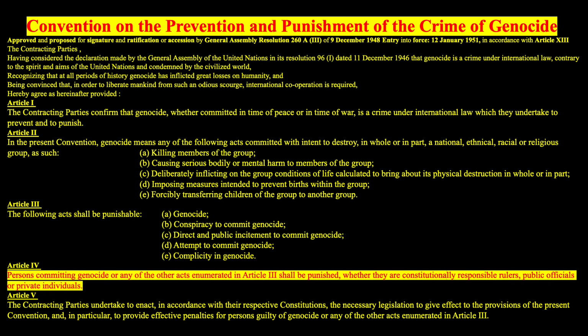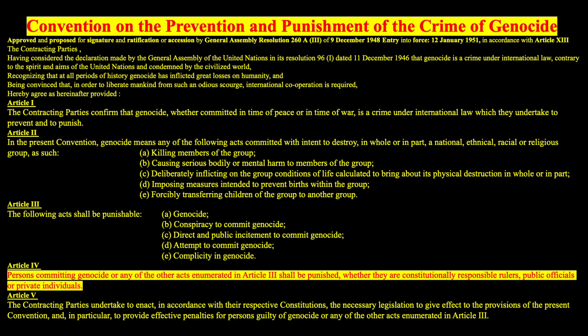Article 4 importantly notes, persons committing genocide or any of the other acts enumerated in Article 3 shall be punished, whether they are constitutionally responsible rulers, public officials, or private individuals. Very clearly, this was meant to prosecute individual persons. This was the case in the tribunals that were held in former Yugoslavia and Rwanda.